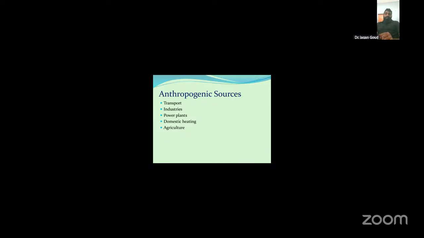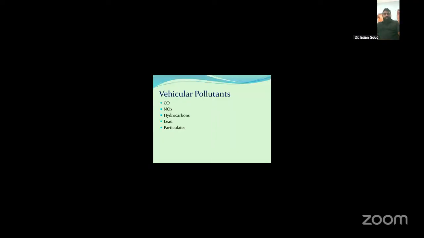The next slide is vehicular pollutants. Mainly vehicular pollutants are carbon monoxide, nitrogen oxides, hydrocarbons, lead and particulates. We will discuss them one by one. What are vehicular pollutants?